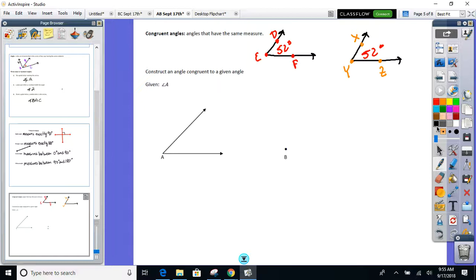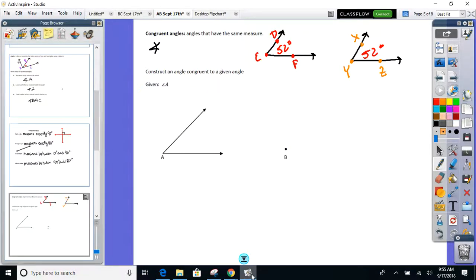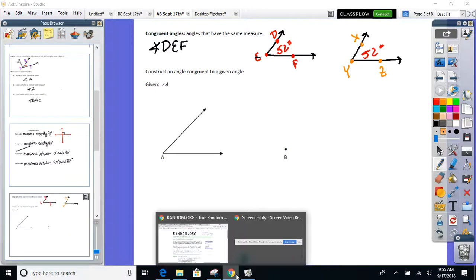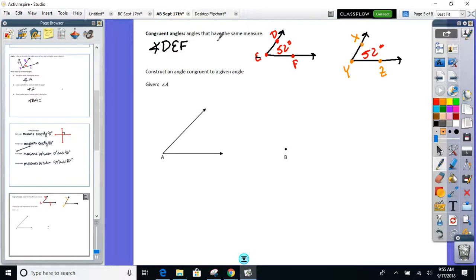How can I write it mathematically now? Angle. Name the first angle for me, any way you'd like. DEF. And name the other angle. Yep. And we all remember the congruent symbol, the equal sign with the similar symbol above it.